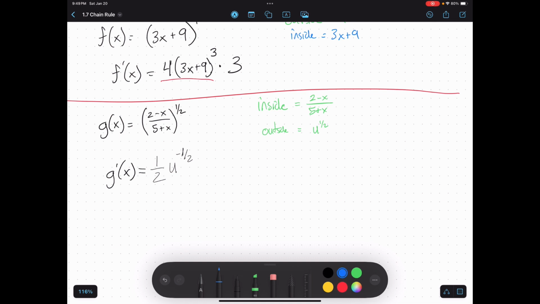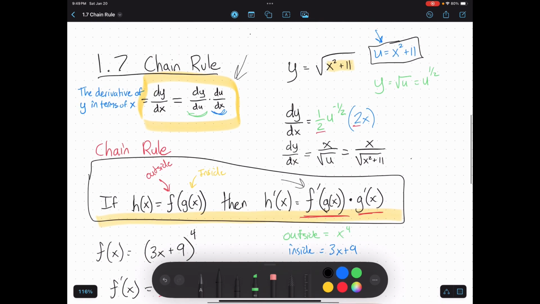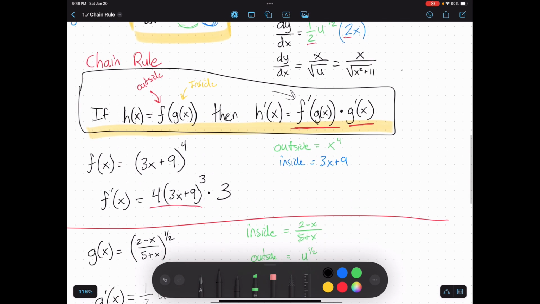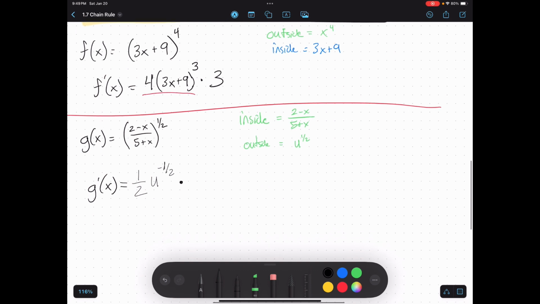For the second part, I need to multiply this by the derivative of the inside function, right? That's what this du over dx represents. It's the derivative of whatever you called your inside function, the derivative of that in terms of x, or in this case, g prime of x. What's the derivative of my inside function? Well, this requires quotient rule, right? Because my inside function is 2 minus x over 5 plus x. This requires quotient rule because you've got a function over a function.